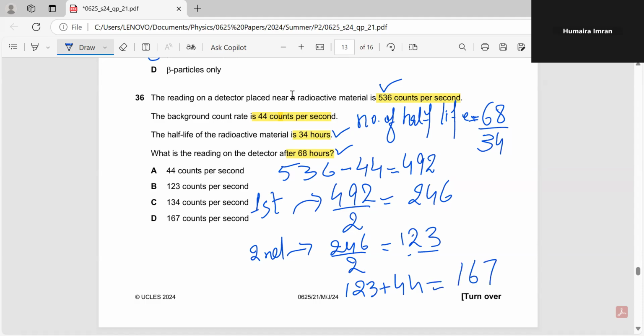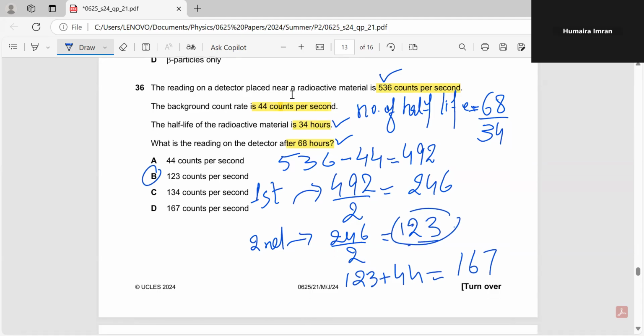Now, many of the students will tick 123 counts because they notice that it is also present in the options. But 123 is not the answer. 167 is the answer. Why? Because the final step is to add the background radiation once again. So that answer is 167. So option B is not correct. Option D is.